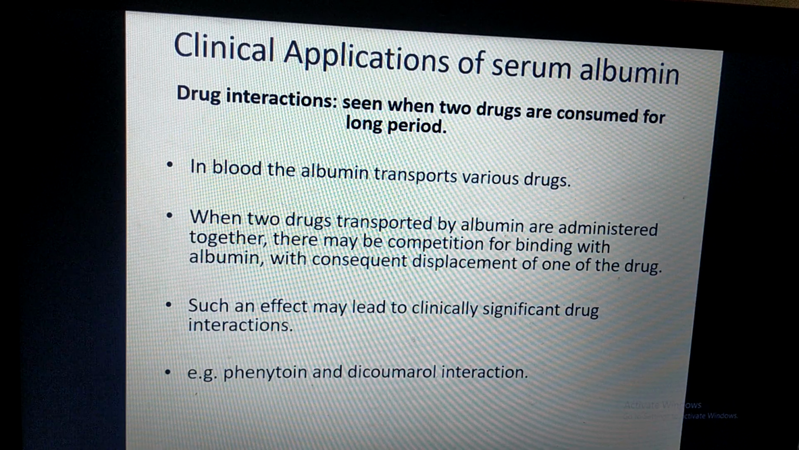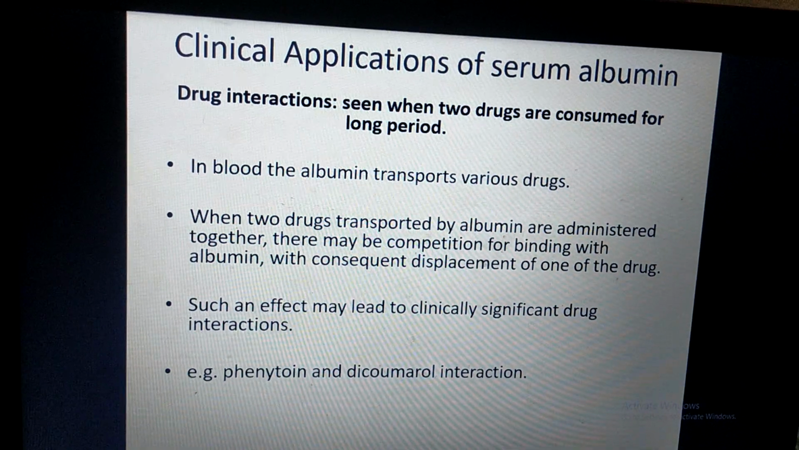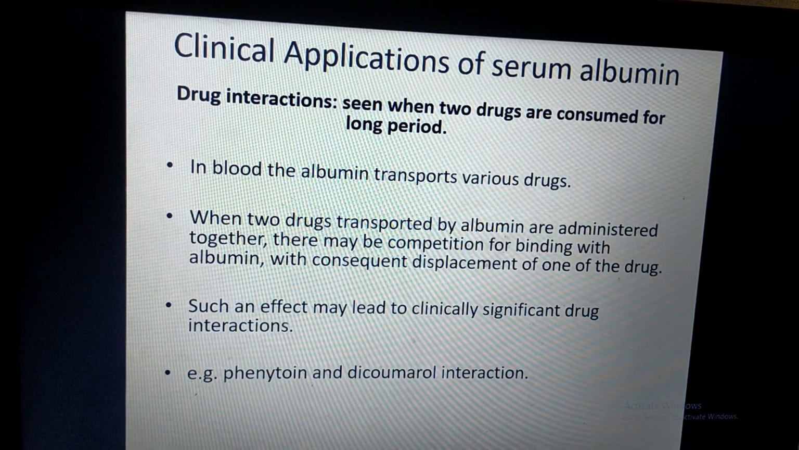Now such drug interaction may be seen with a few drugs. An example is given here between phenytoin and dicumarol. Phenytoin is an anti-epileptic drug and dicumarol is an anticoagulant drug.